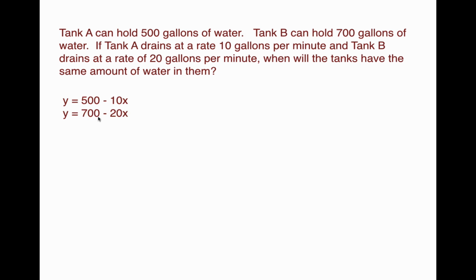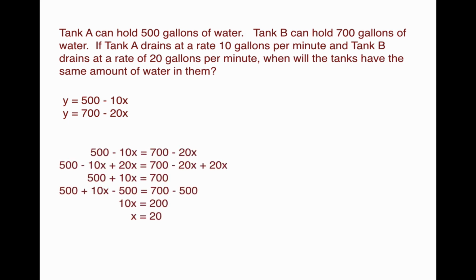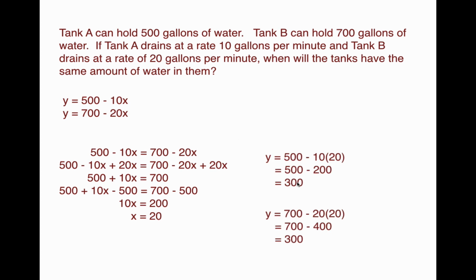So now that we have two linear functions in slope-intercept form, which of the two methods can we use to solve the system? If you said substitution, you'd be correct. Since this expression and this expression are both equal to y, and we want to know when those outputs are equal, we set the two equations equal to each other, and we find that after 20 minutes, the two expressions are equal. And after 20 minutes, there are 300 gallons of water in each tank. So the answer to the question would be, after 20 minutes, there were 300 gallons in each tank.